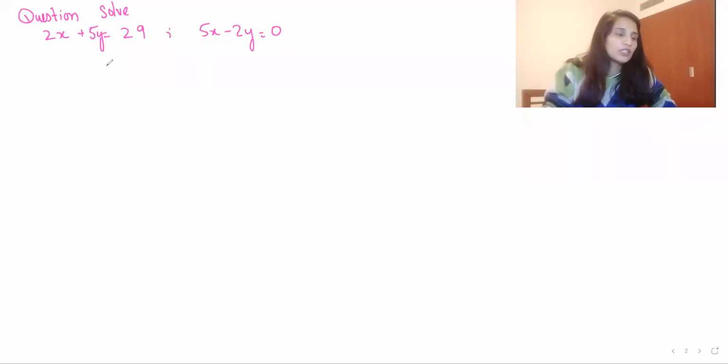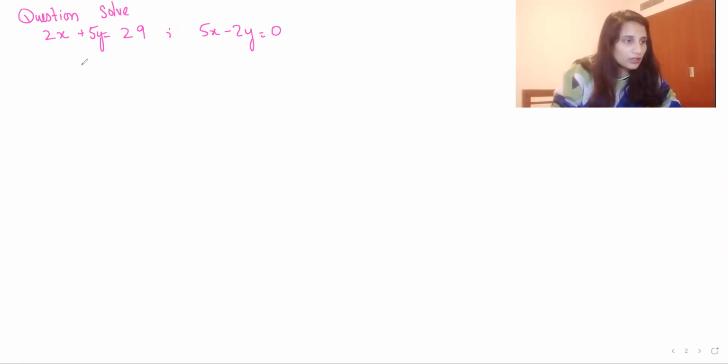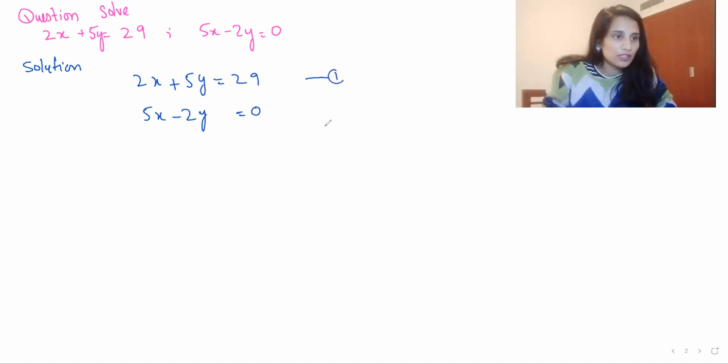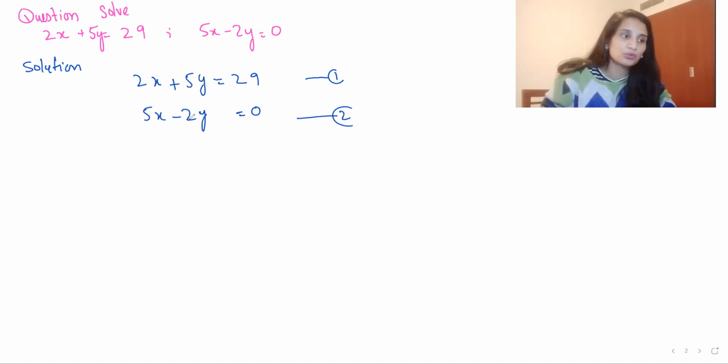In question number 2, we have a little more complicated set of equations, and let's see how we can solve these two by the elimination method. 2x plus 5y is equal to 29 is one simultaneous equation, and the other is 5x minus 2y is equal to 0. Equation 1, equation 2. Let's see if we can eliminate these. We cannot simply eliminate because there is 5y and there is 2y. On the other hand, there is 2x and there is 5x.